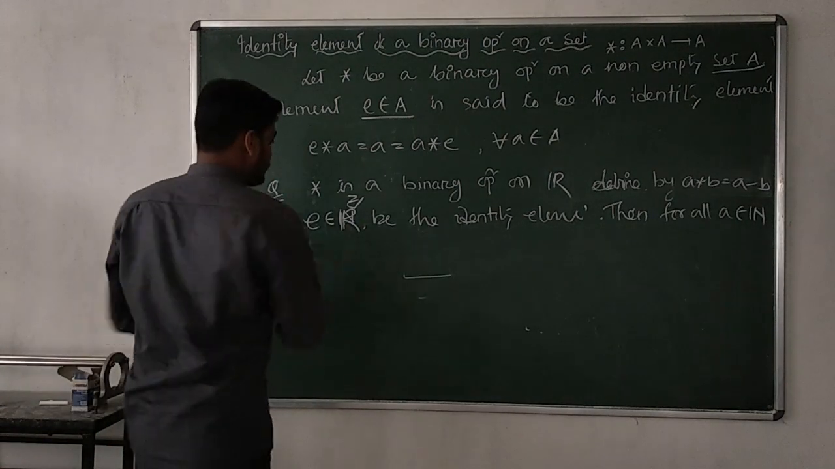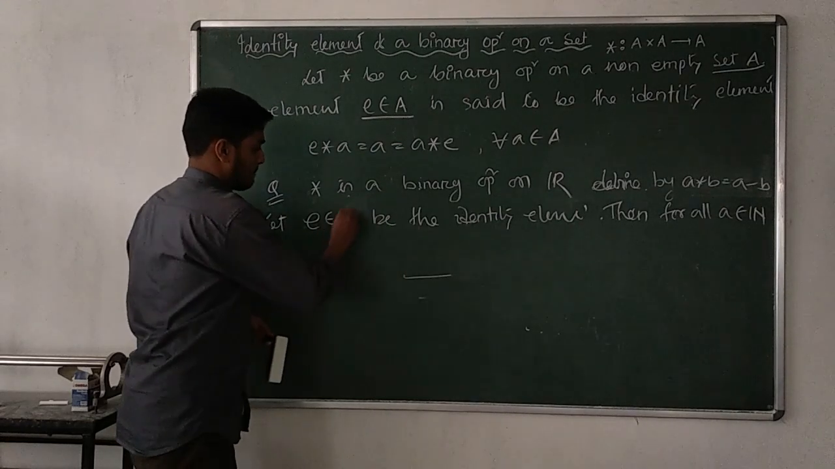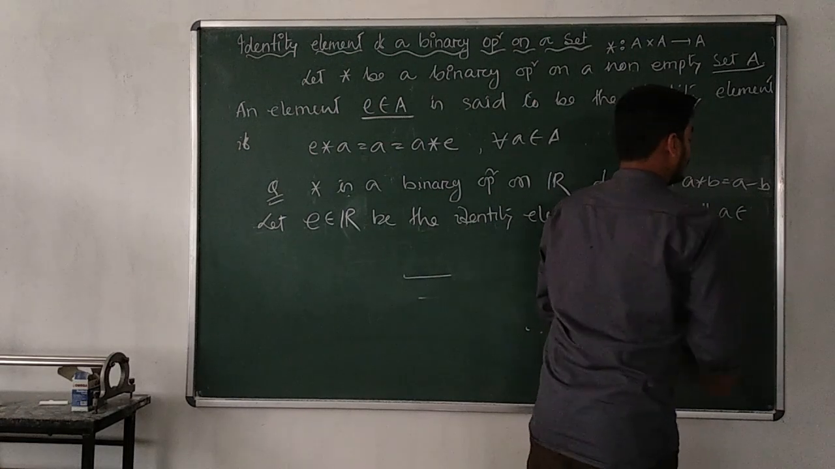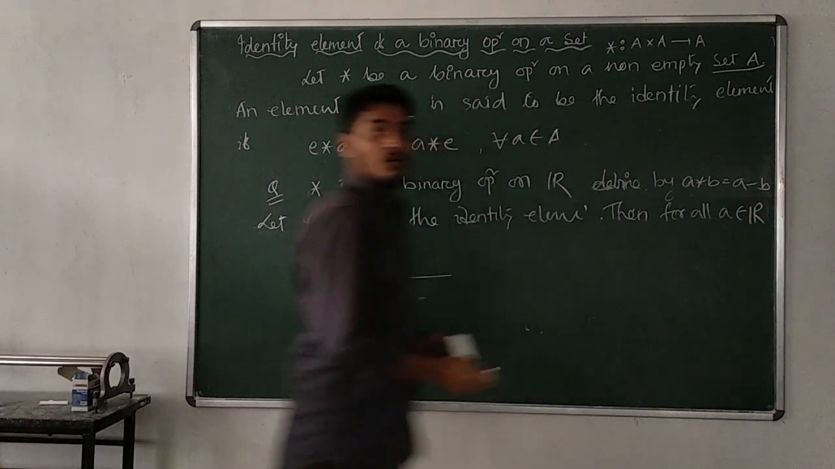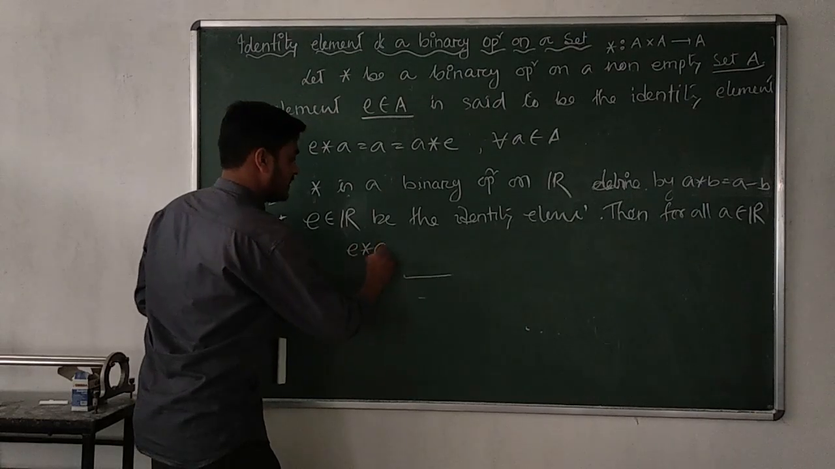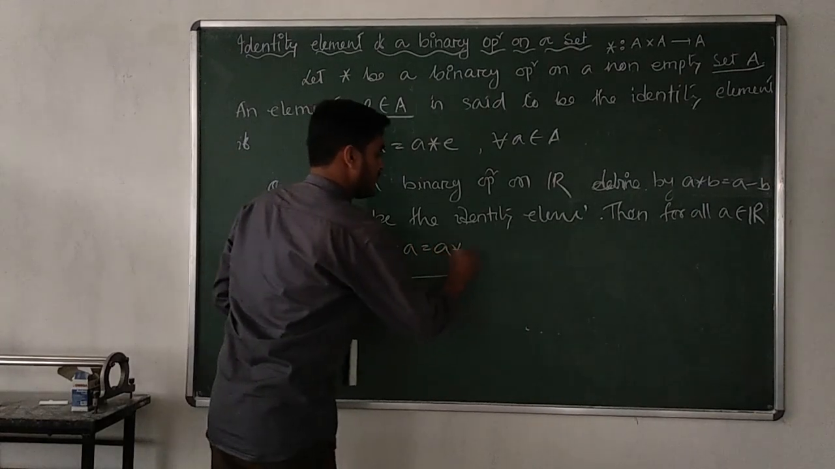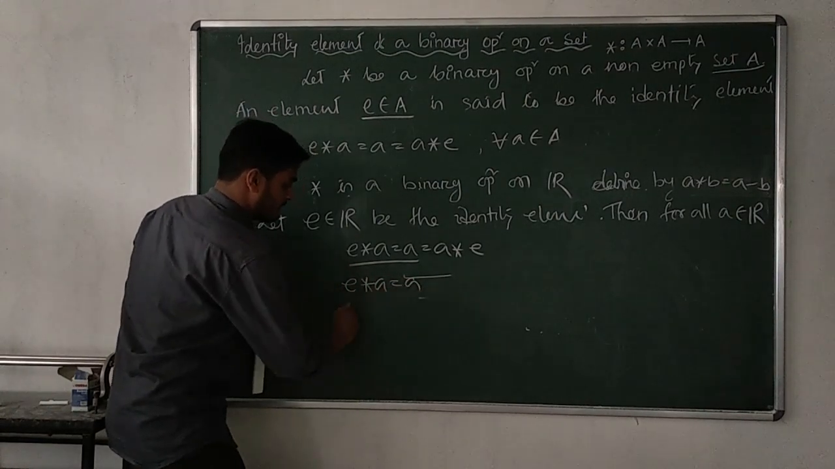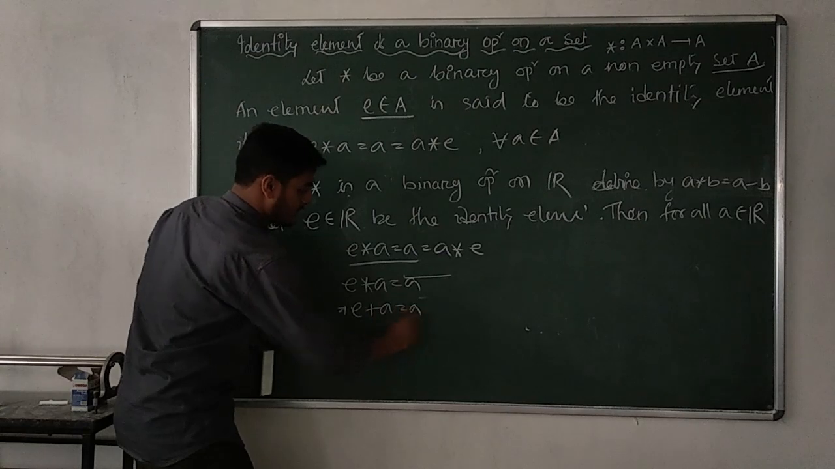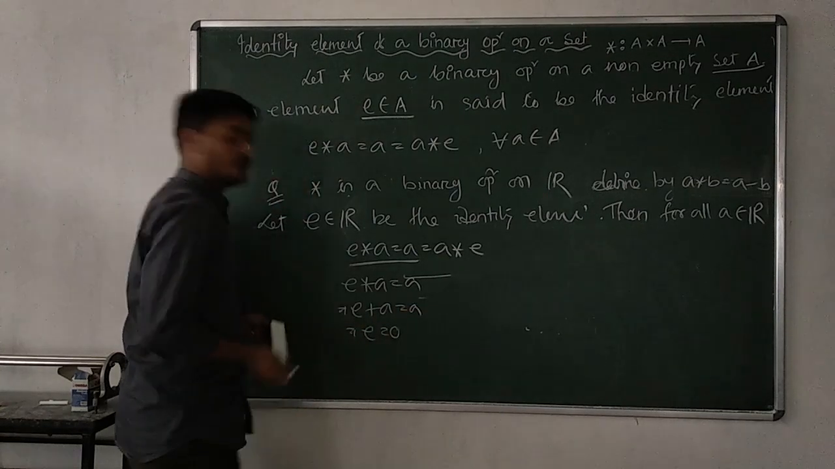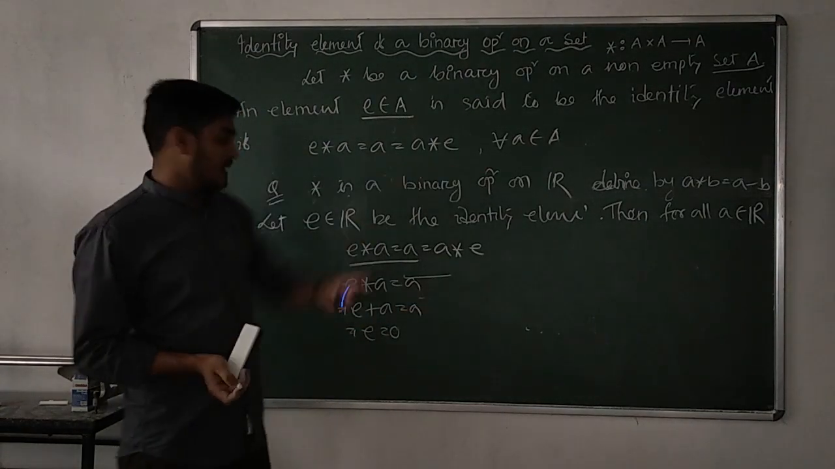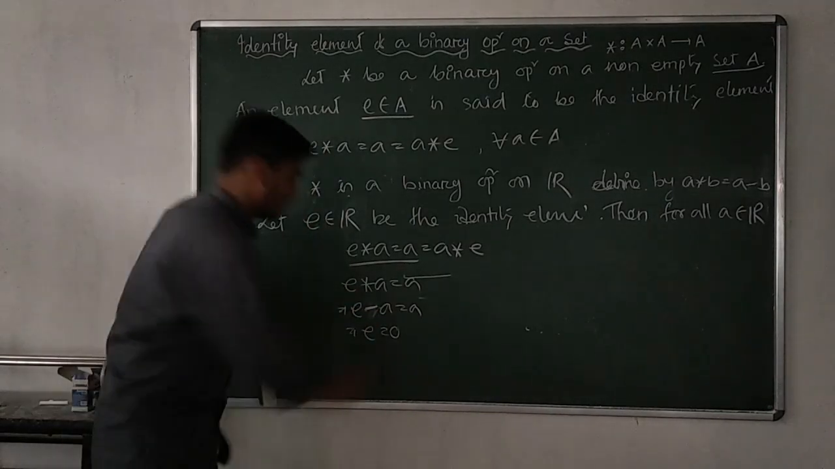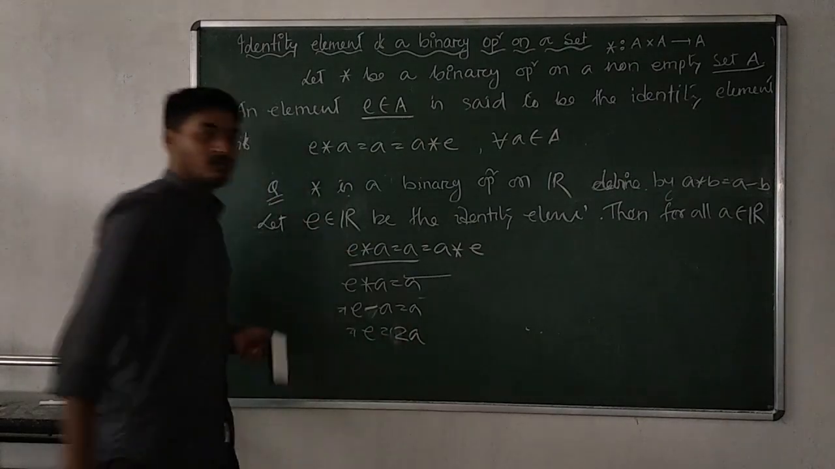We have to write it down like that. Let e be the identity element. Then for all a belonging to real numbers, we should have e star a equal to a star e. Now we are going to simplify. e star a equal to a. This implies e minus a equal to a, so e equals 2a. Very good. That means this is the operation a minus b, so this one is e and this one is a, and e minus a is equal to a, so we have got twice a.